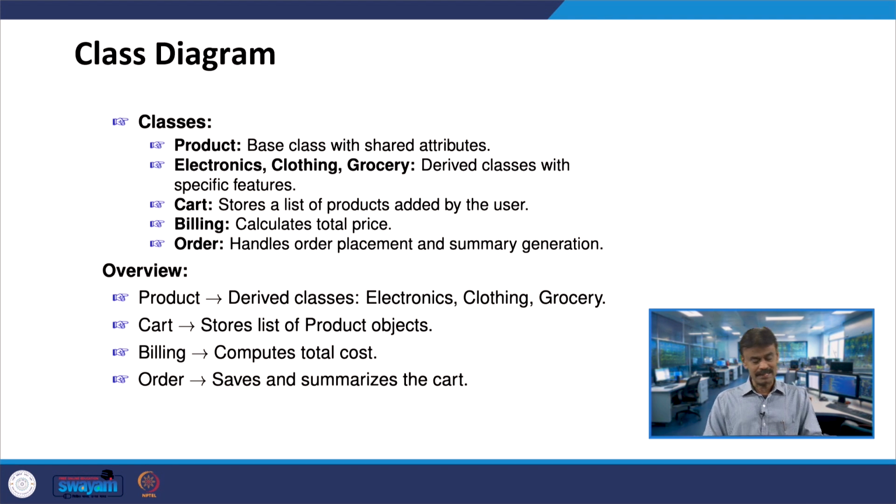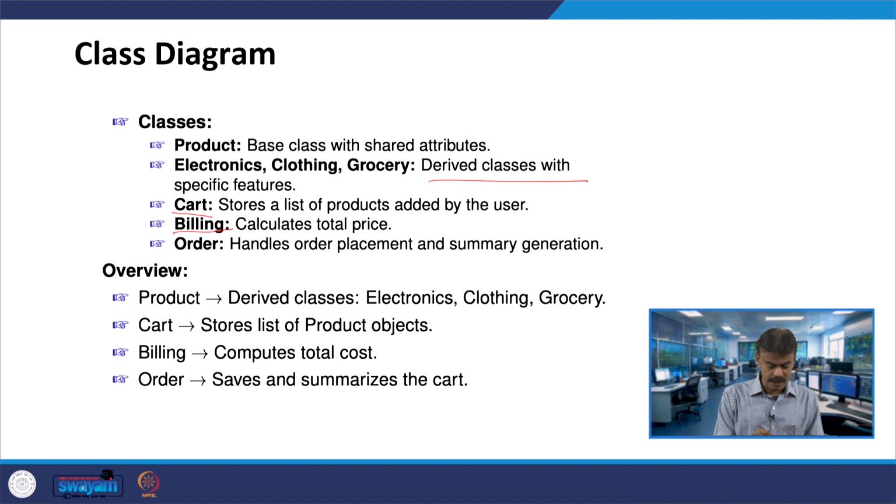So, what are all the classes we can make? Product will be the base class, with the shared attributes. Then we have electronics, clothing, grocery, etc., which will be the derived classes with the special features. And another class called cart, which stores a list of products, chosen or added by the user. Then billing: once you have selected the complete items, the price will be calculated.